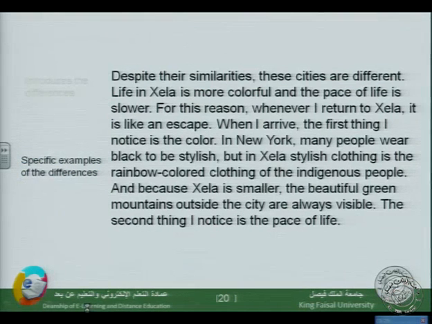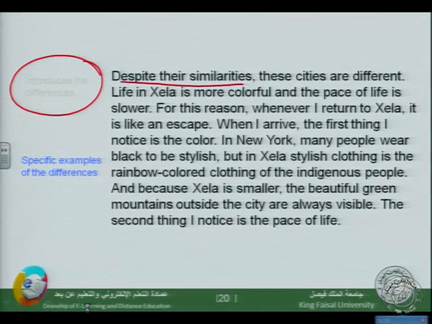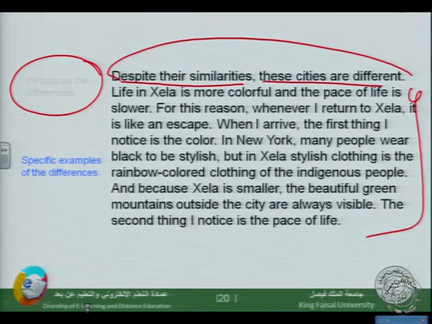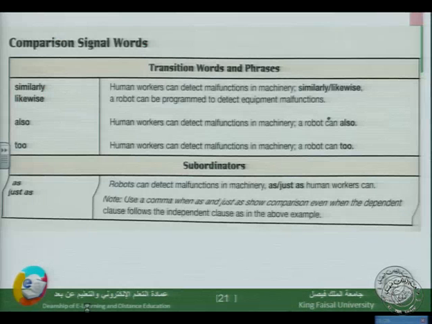Then the writer moves to another paragraph and introduces the differences. Despite their similarities, بالرغم من التشابه, these cities are different. So this is the topic sentence, and the rest are examples. The rest is examples. ماشي? So here specific examples of the differences. So hopefully now you understand what comparison and contrast mean.